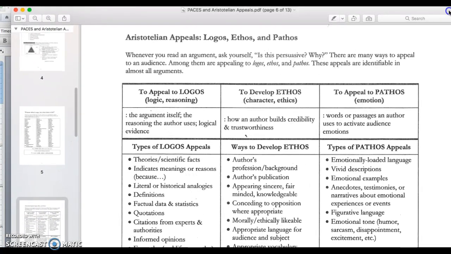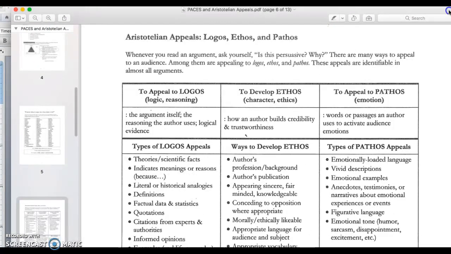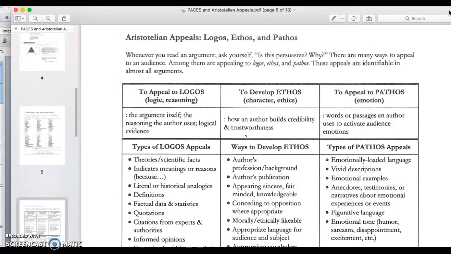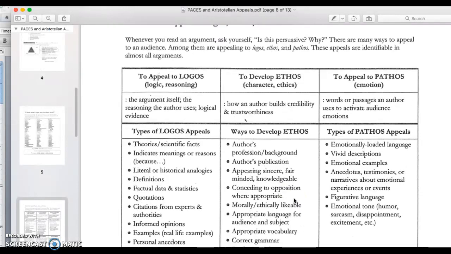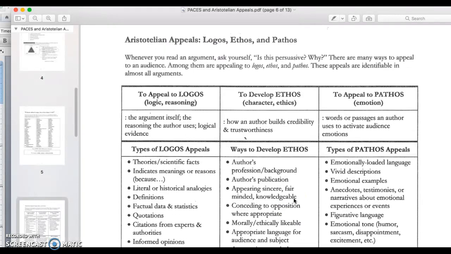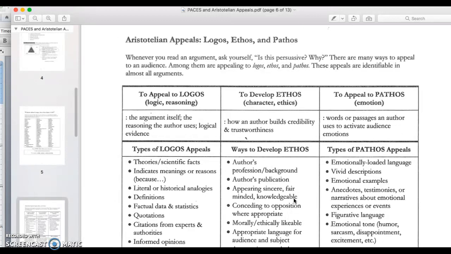This is the handout from the week 3 module, which hopefully everybody opened up and read through. I love this chart on page 6 because it breaks down in a nice visual format logical, ethical, and emotional appeals and how to think about it.